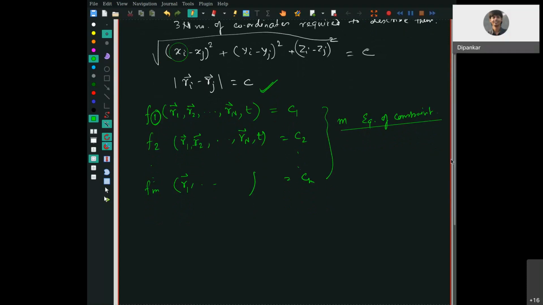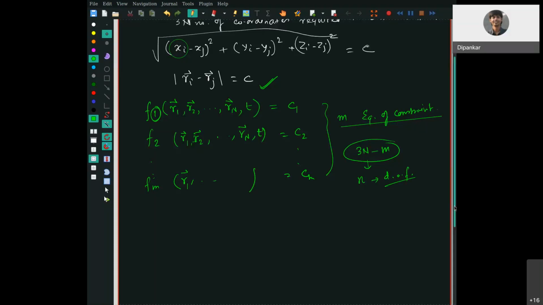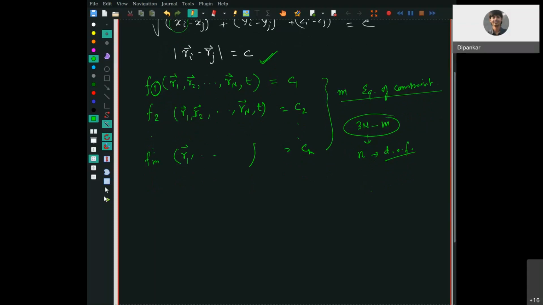Since those are dependent variables now, no longer independent, my number of independent coordinates that are remaining is basically the original number, 3n, minus the number of constraints. This is called the degrees of freedom. I will call this f, or let's say small n, the degrees of freedom of the system of particles. These are the number of independent coordinates that can be chosen.